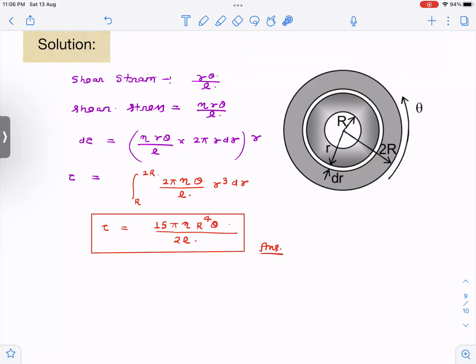Since we have to find torque about the axis, the perpendicular distance is r. So this is the perpendicular distance r. So this is d tau, which is acting on this white colored small surface. To find out the torque on the entire surface, we can integrate this from r to 2r. If you integrate, you get 15 pi eta r to the power 4 theta by 32. So that's the answer, right?